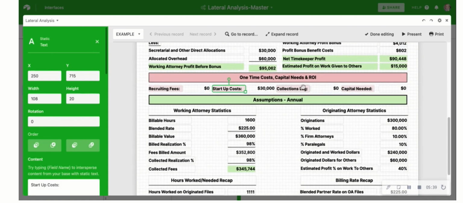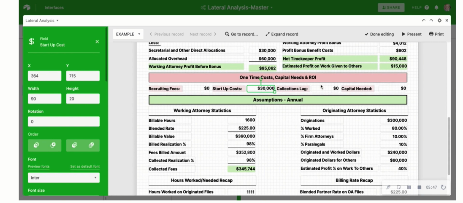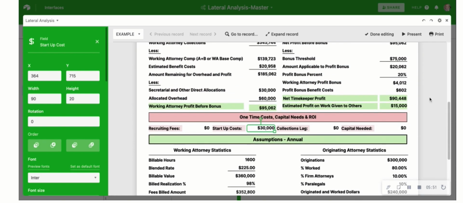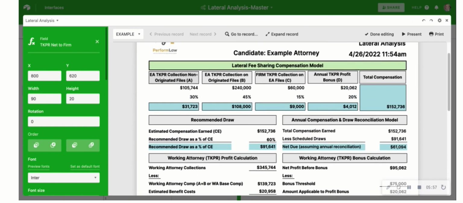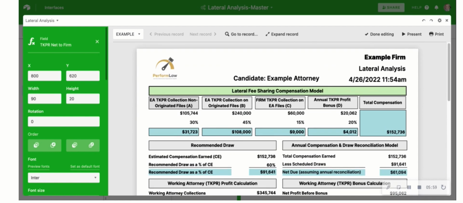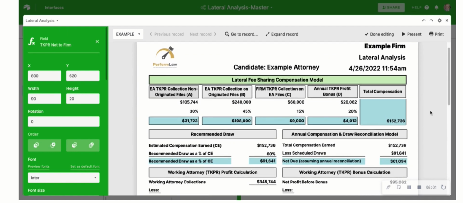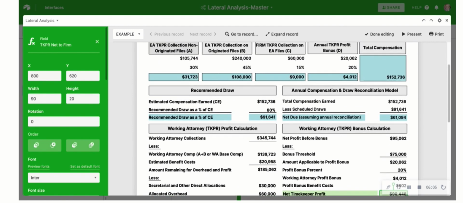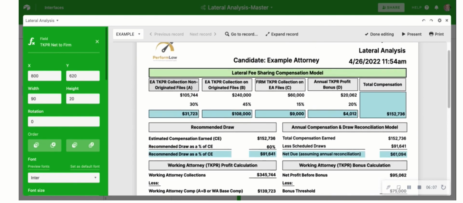Down here, we have some features for helping you cost out a new hire, if there's recruiting fees, for example, or startup costs, like any new equipment you need to buy. And that gives you an idea about how profitable this attorney is going to be. Either it's an attorney that you're awarding a new compensation, or an attorney that you're considering taking on, and that's going to be compensation that you have to account for moving forward.